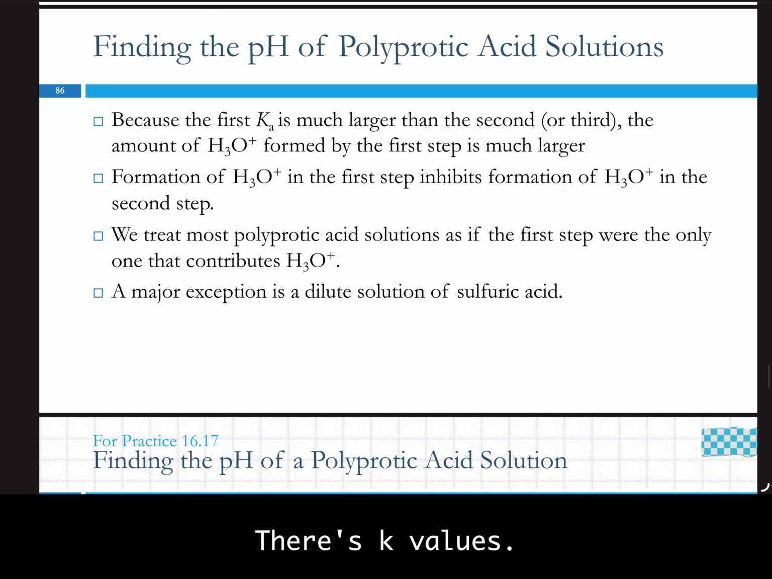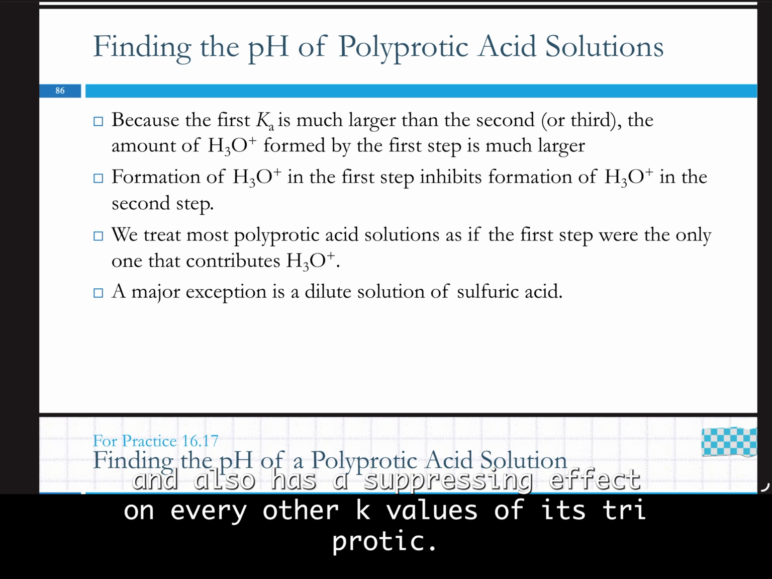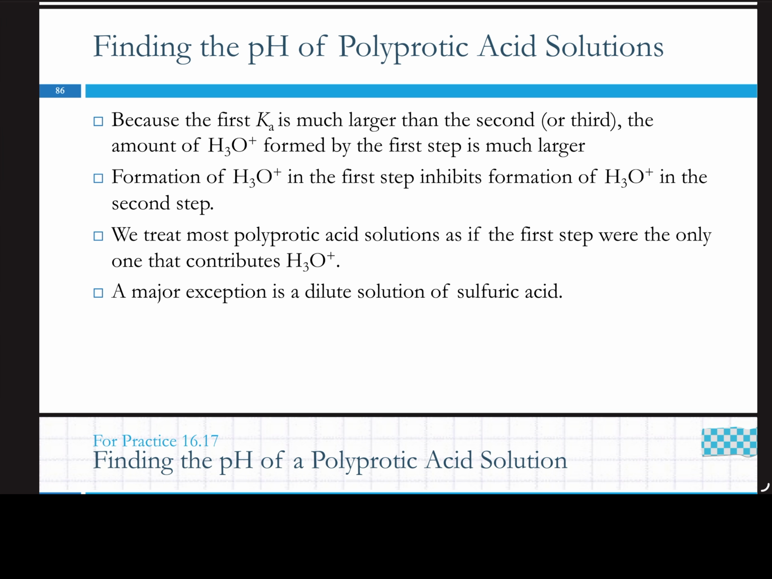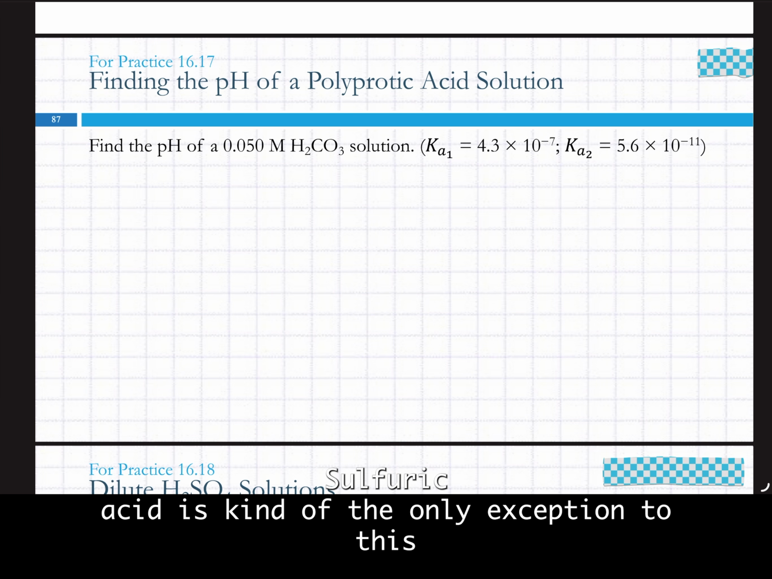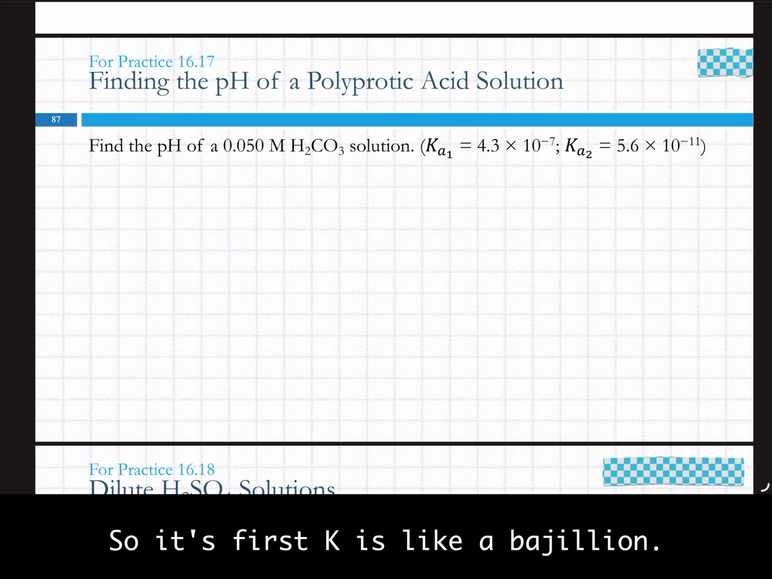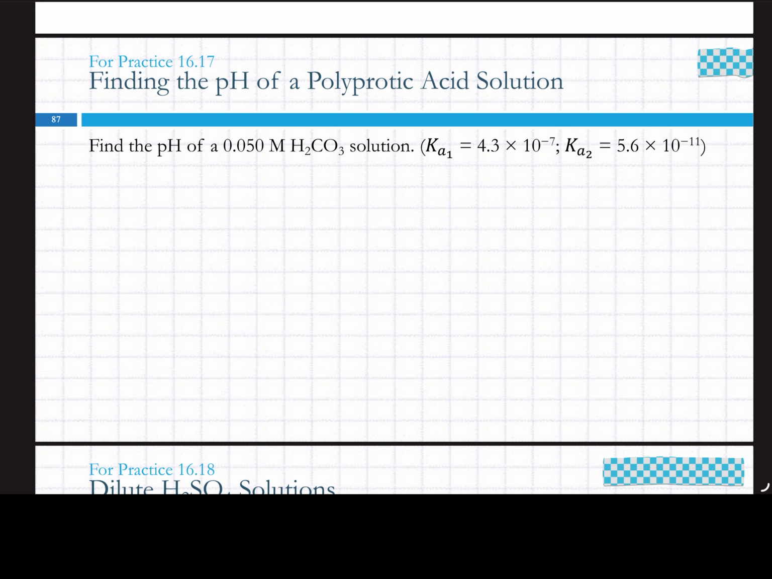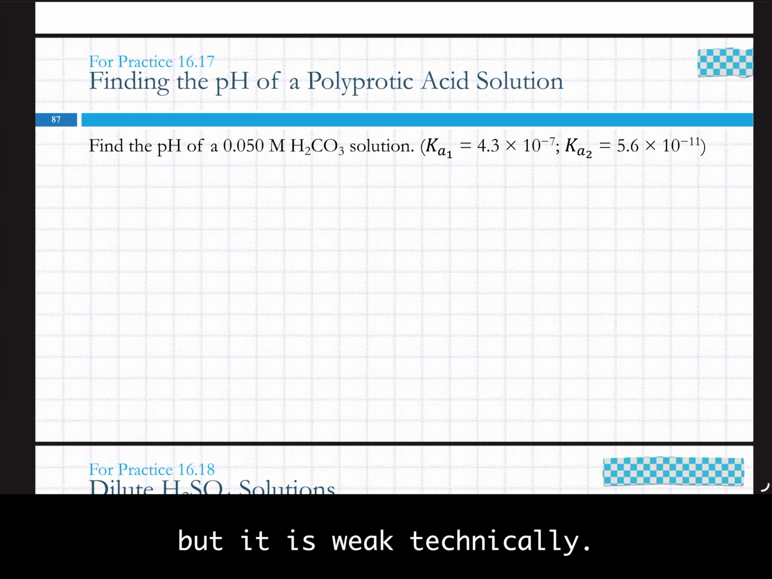There's K values. So again, the first K value is usually much larger and also has a suppressing effect on every other K value. So if it's triprotic, it'll suppress those even more. Sulfuric acid is kind of the only exception to this because its first K is strong. It's a strong acid, so its first K is like a bajillion. It's all products. Then the second one is not particularly weak, but it is weak, technically.